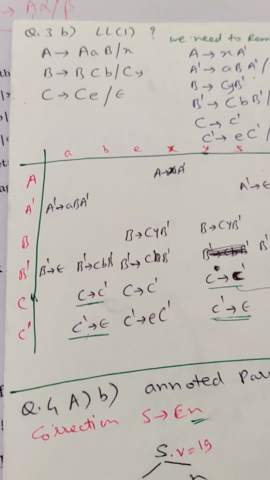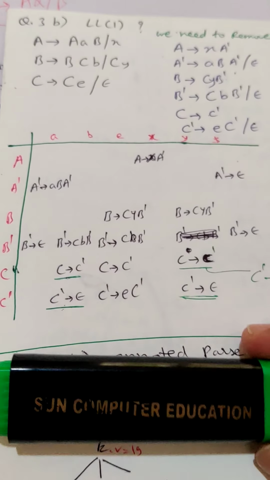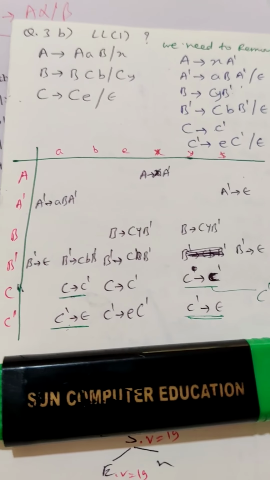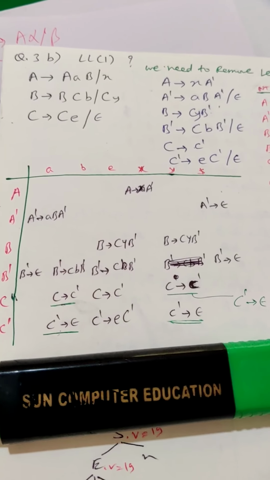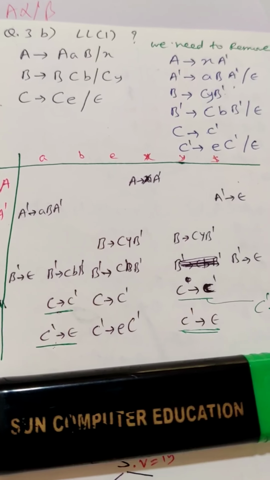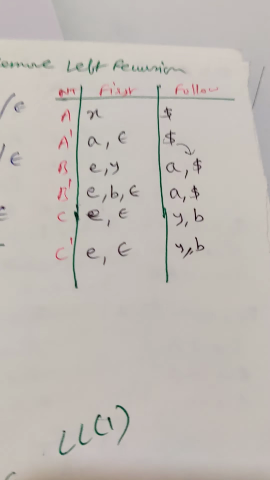So we get here the predictive parsing table. We should have hidden this, then that's the next question. So this is the predictive parsing table. If you see, there are nowhere multiple entries, all entries are unique, and that's why the given grammar is LL1.